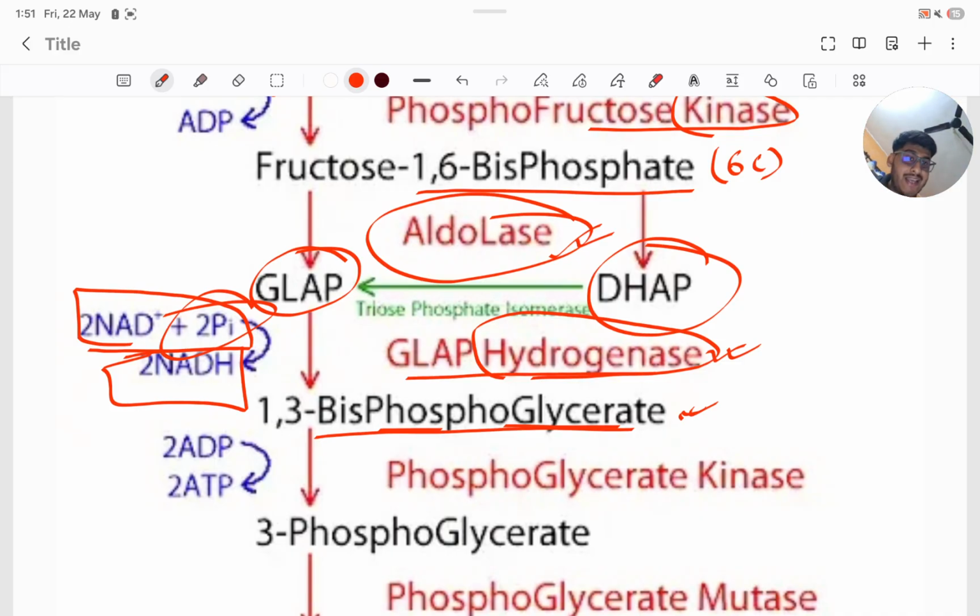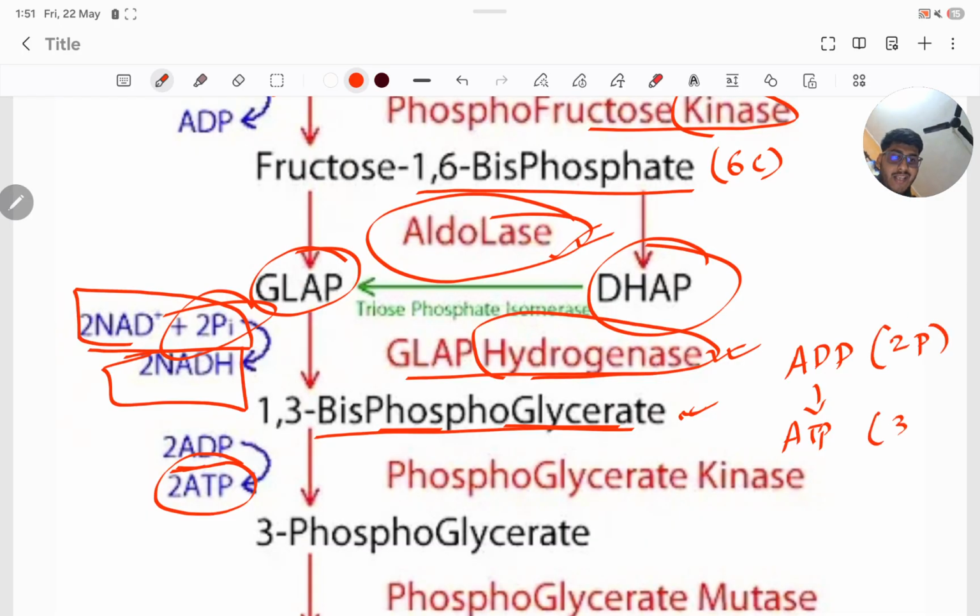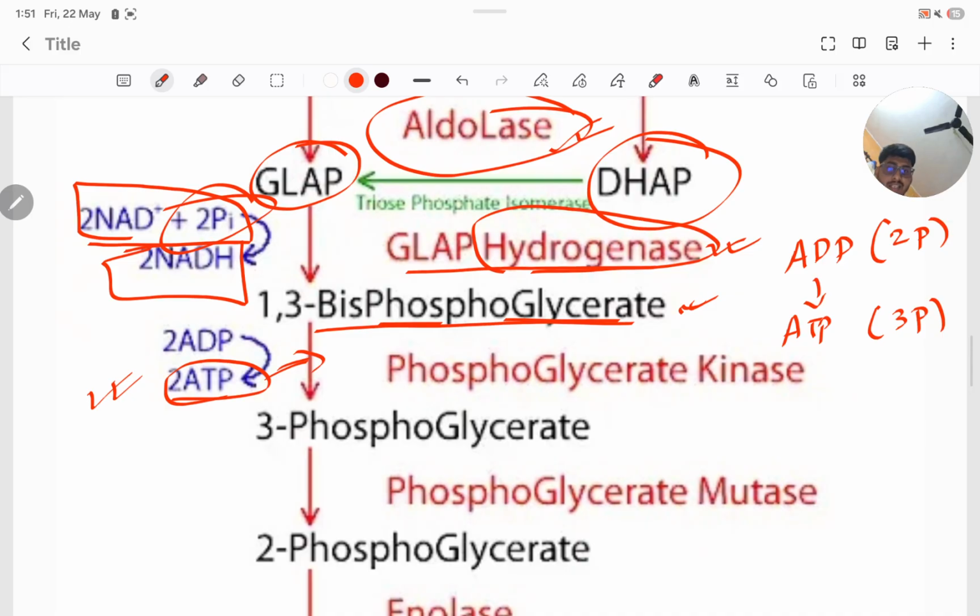Then see, there were only 2 ATPs. 2 ATPs are producing 2 ADPs. From ADP, ATP is getting produced. ADP has 2 phosphates and ATP has 3 phosphates. Obviously, the ATP molecules are more energized. So ATP, or energy, is getting produced in this step. Remember the step, please. Then the 1,3-bisphosphoglycerate is converted by phosphoglycerate kinase to 3-phosphoglycerate.